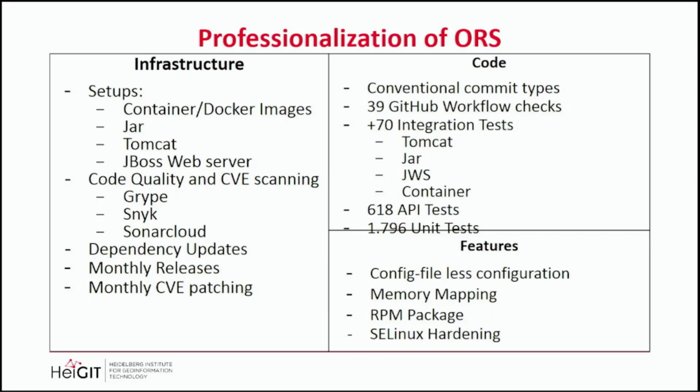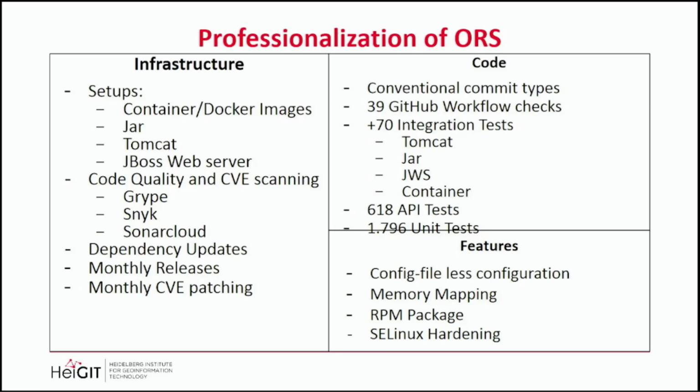We had to make our commits and our code styling better. So we introduced conventional commit types, which makes it a lot more readable. We have 39 GitHub workflows that run before you can even merge a pull request, and all of them have to go through. And all of them test some very important and significant things. For example, 70 integration tests, where we test the work between Tomcat, Jar, JVS, and containers, and the code that we do, because sometimes you cannot overlook everything.